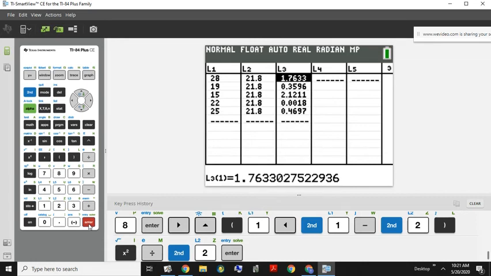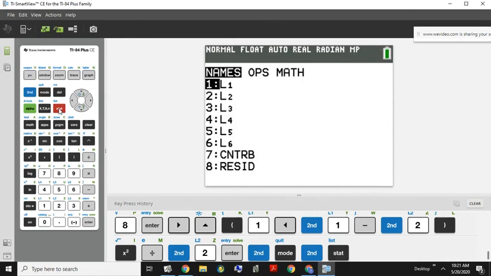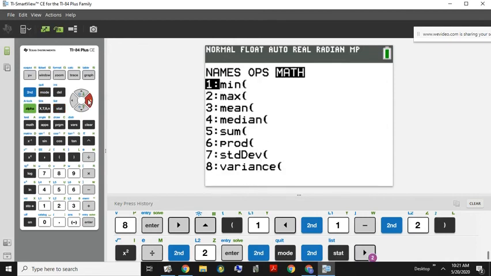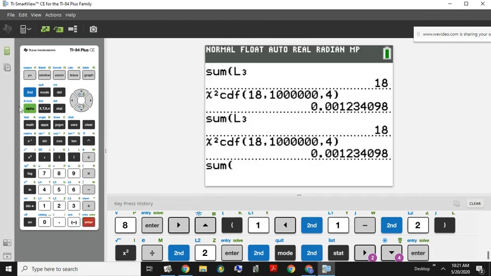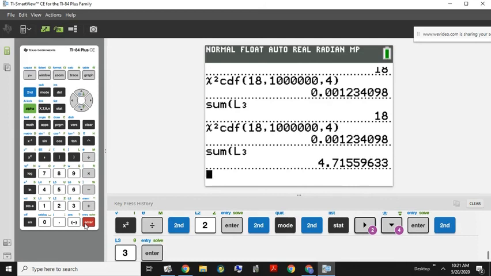So you're going to write the first 2 and the last one. So you may want to do that right now. So on your paper, write 1.76 plus 0.35 plus 0.47. Quit out. Let's see what that sum is. Second stat, math, sum, list 3. There is my test value, 4.71.